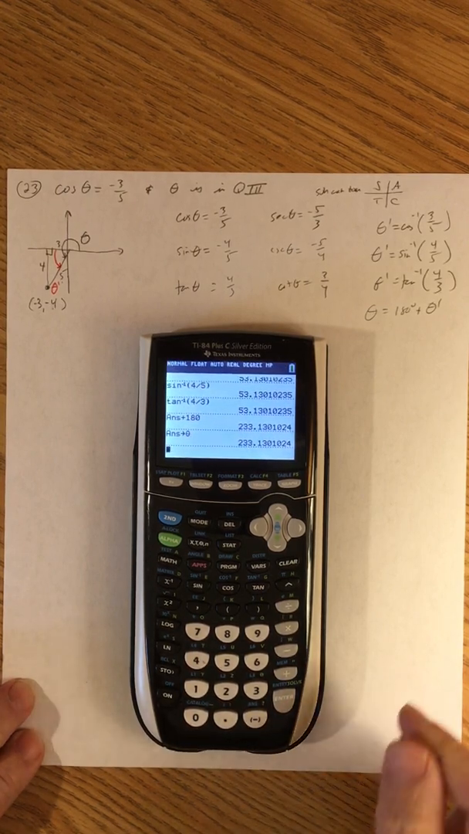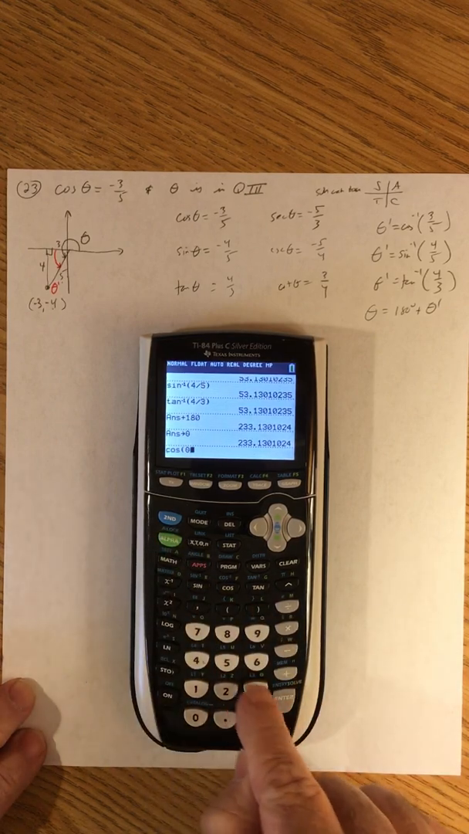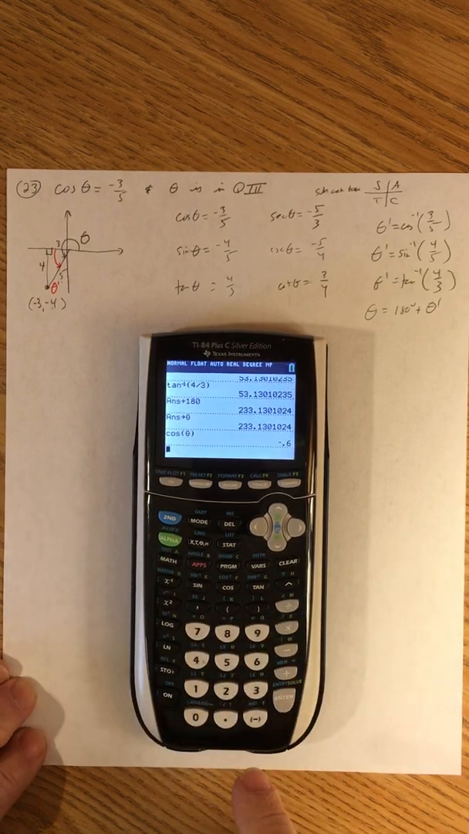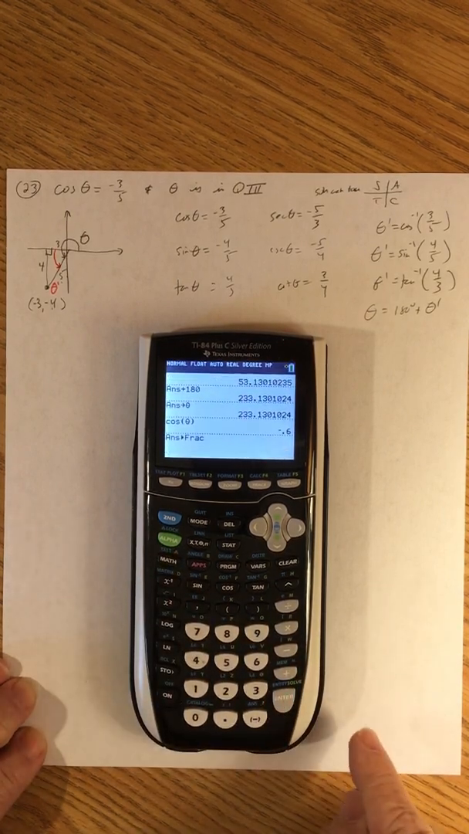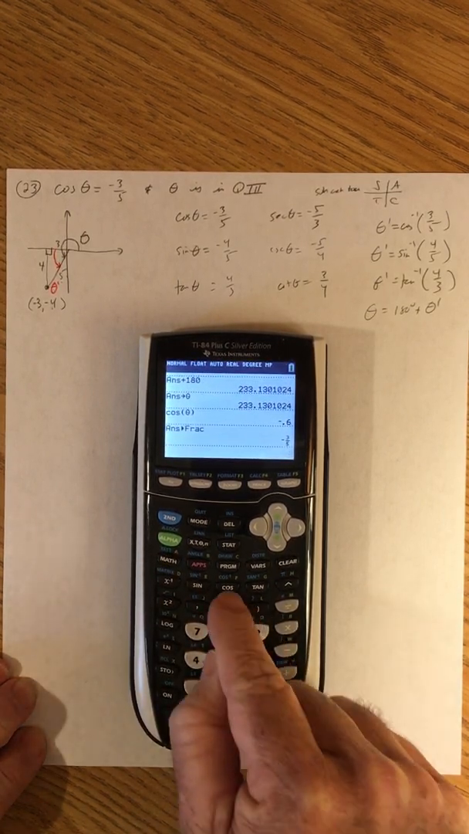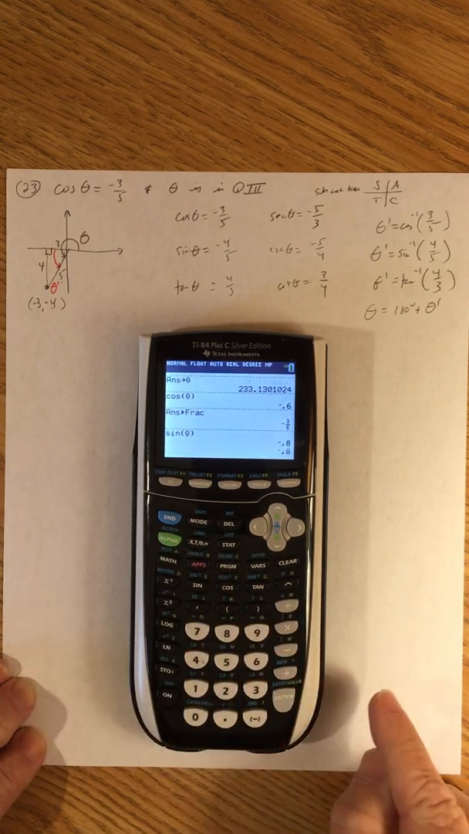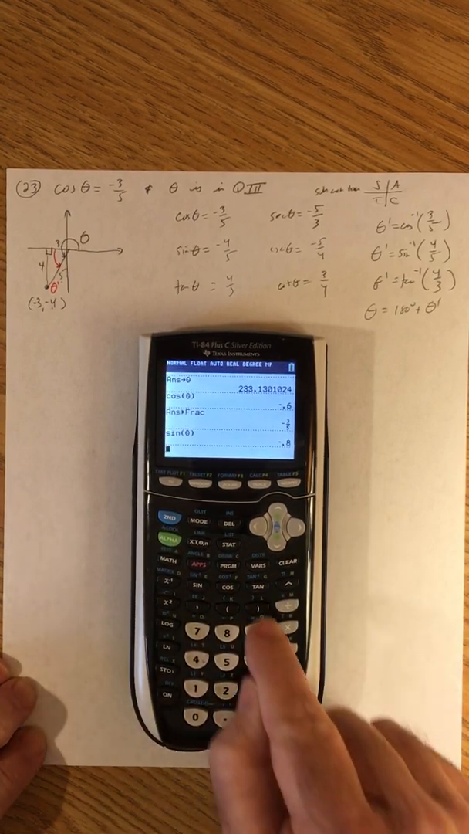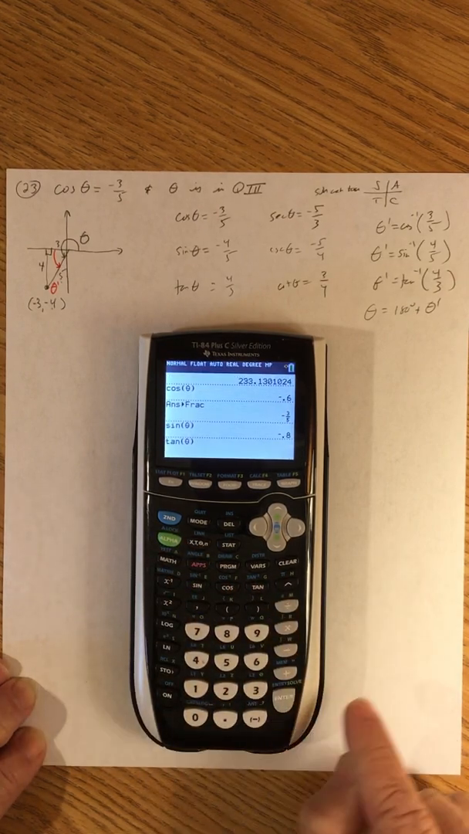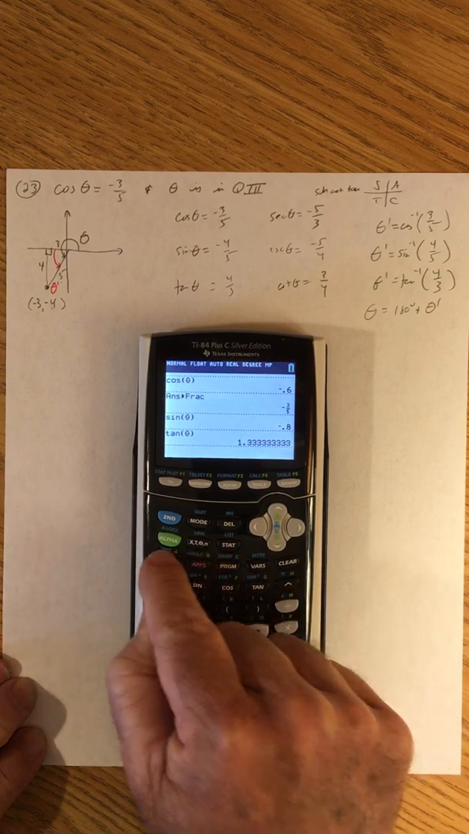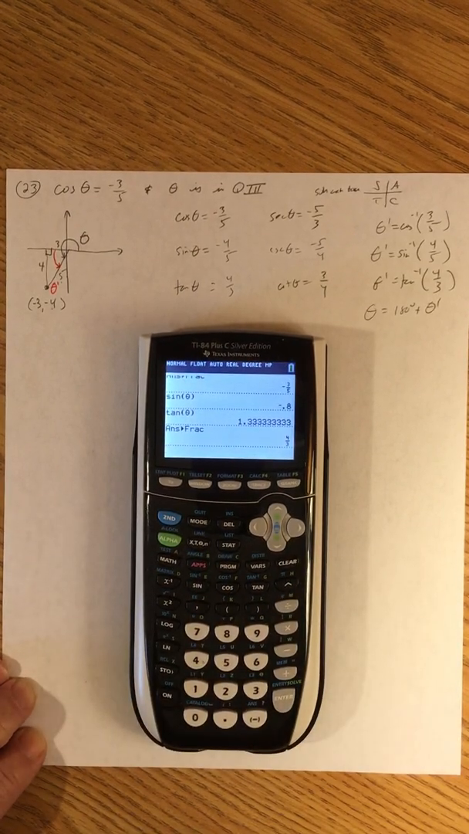Okay, now I'm going to check this by grapher. Cosine theta, negative 0.6, which is negative 3/5. Sine theta, negative 0.8. Perfect. Tan theta, positive 4/3. All right, everything checks out.